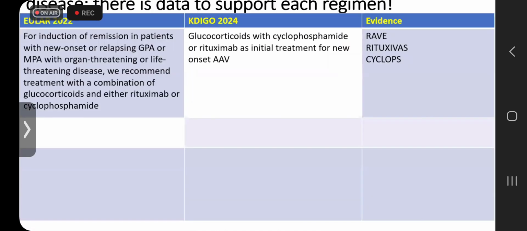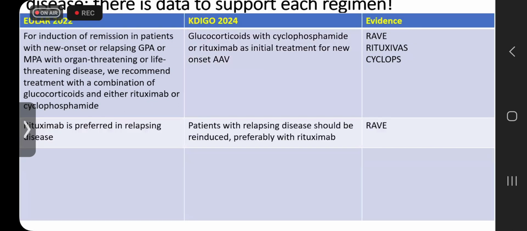So what do the guidelines say? EULAR 2022 says, for induction therapy in patients who have organ or life-threatening disease, they recommend a combination of glucocorticoids with either rituximab or cyclophosphamide. KDIGO 2024 also recommends glucocorticoids with cyclophosphamide or rituximab as the initial treatment for new onset ANCA vasculitis. Fortunately, we have data to support each of these regimens because of completion of all these trials, the RAVE trial, the RITUXVAS trial, and the CYCLOPS.